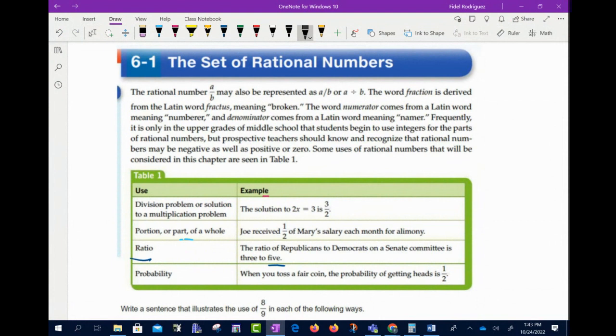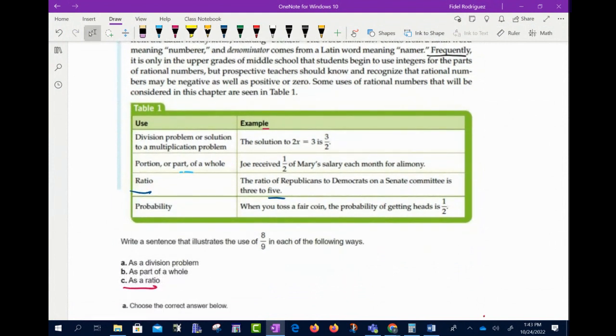Okay, so the set of rational numbers. Rational numbers, y'all, are fractions, okay? So we're going to be dealing with fractions for chapter 6, y'all. I'm going to kind of skip over right here where it says frequently. It is only in the upper grades of middle school that students begin to use integers for the parts of rational numbers. What they mean by that, y'all, is that they're going to start using like negative values. But it says prospective teachers should know to recognize that rational numbers can be negative as well as positive or zero.